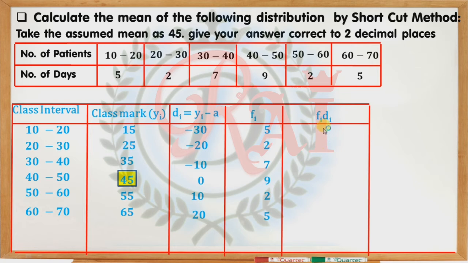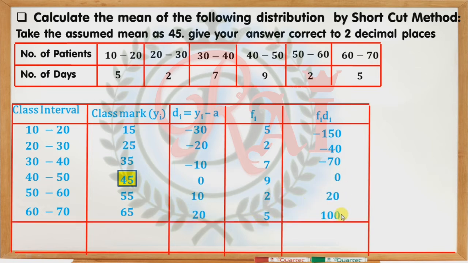Now we need the value of fi di. So 0 into 9 is 0. Minus 30 into 5 is minus 150. Minus 20 into 2 is minus 40. Minus 10 into 7 is minus 70. 10 into 2 is 20. 20 into 5 is equal to 100. Now summation of fi is equal to 30. When I add all these frequencies, we'll get 30.